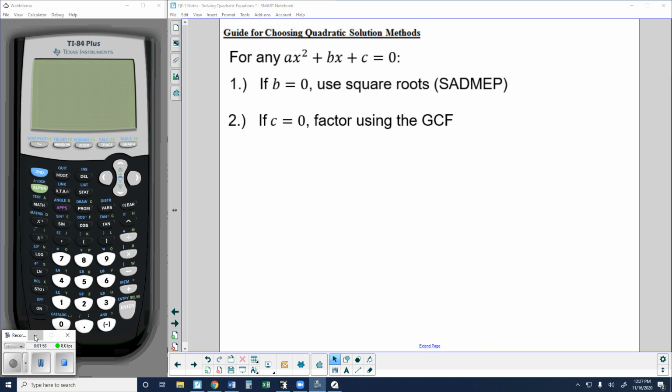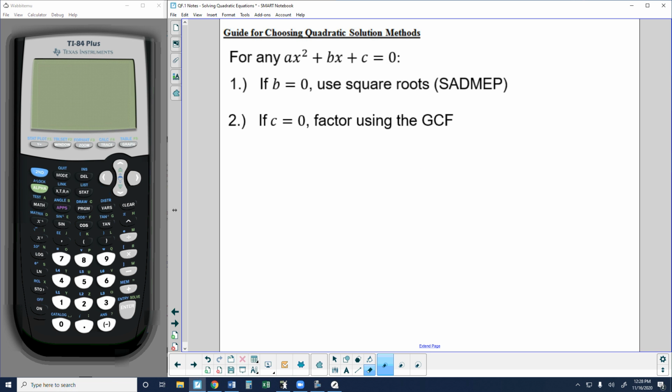If c is equal to 0, we want to factor, and we want to factor this specifically using the GCF. So let's say I had x squared, that's not an x squared, let's change that up. Let's make this x squared plus 3x equals 0. Here I would want to go ahead and take out the GCF, which would be x. Then I can set my factors equal to 0 and solve quickly there. So I'm going to factor this specifically using the GCF.